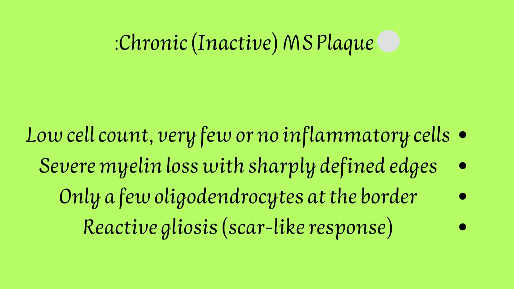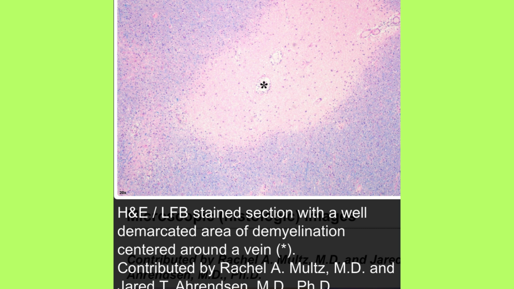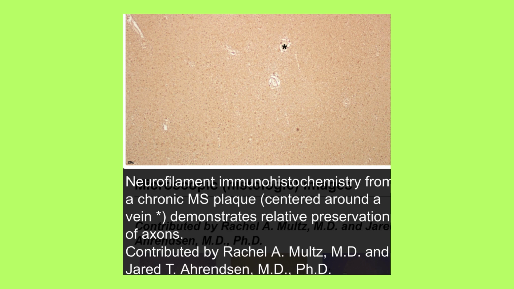Chronic, inactive, MS plaque. Low cell count, very few or no inflammatory cells. Severe myelin loss with sharply defined edges. Only a few oligodendrocytes at the border. Reactive gliosis, a scar-like response.